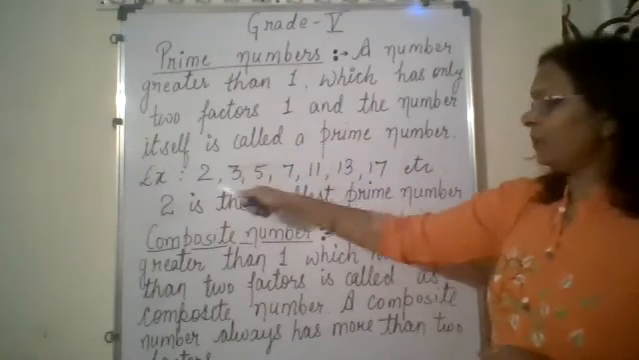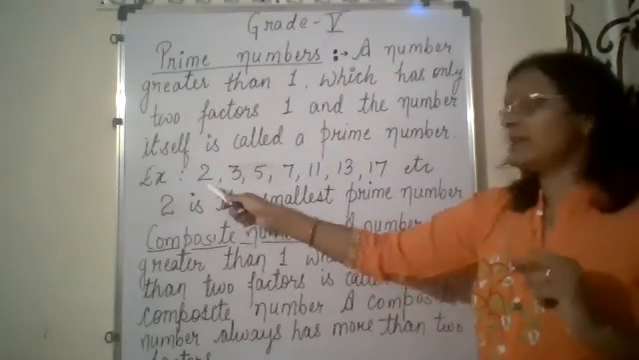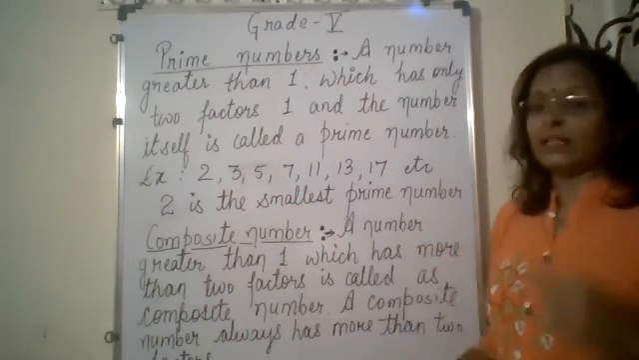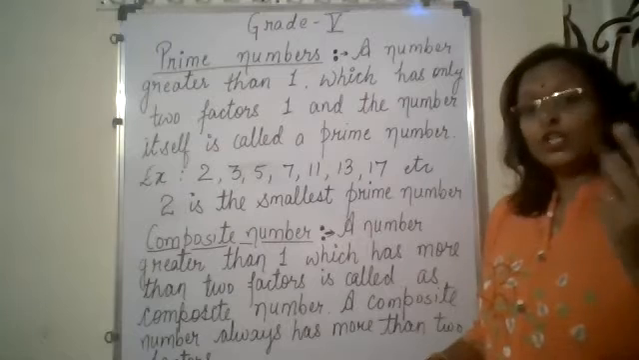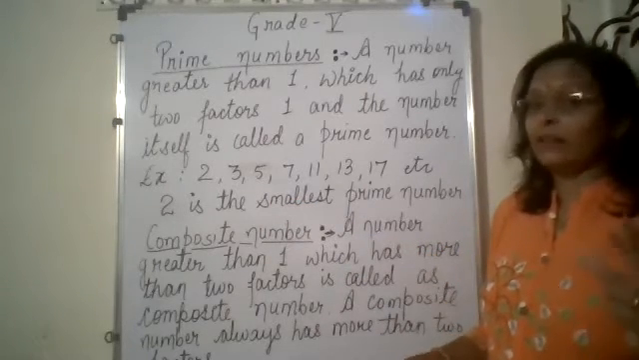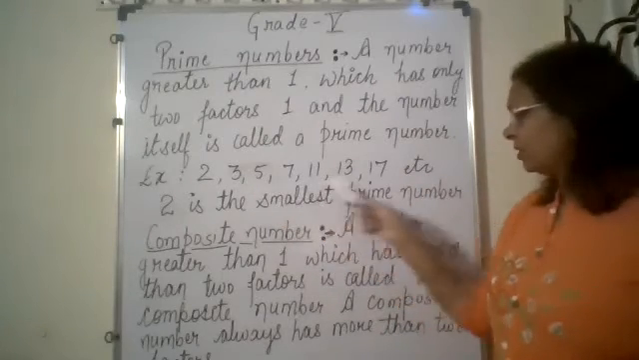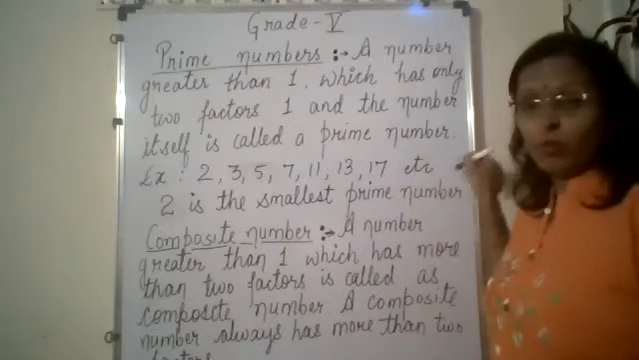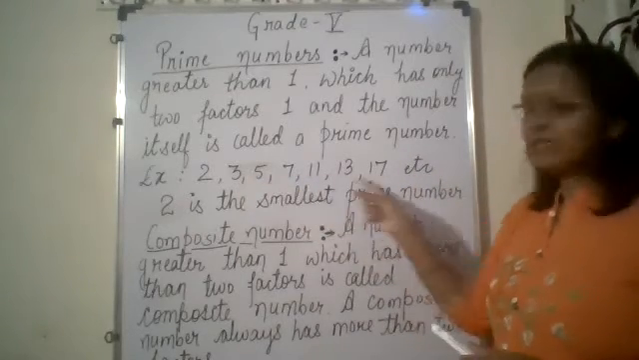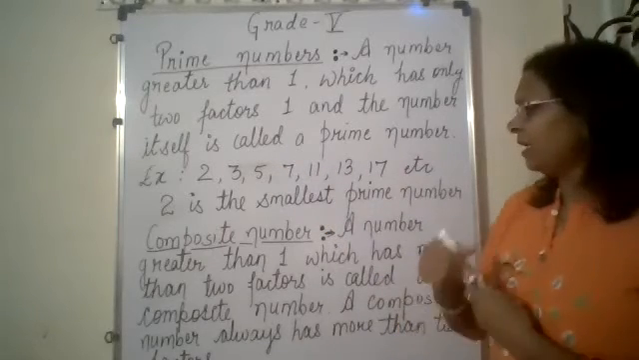For example, 2. 2 has only two factors, that is 1 and the number itself, that is 2. 3 has only two factors, that is 1 and 3. Similarly, 5 has only two factors, that is 1 and the number 5 itself. There are many more, infinite prime numbers.